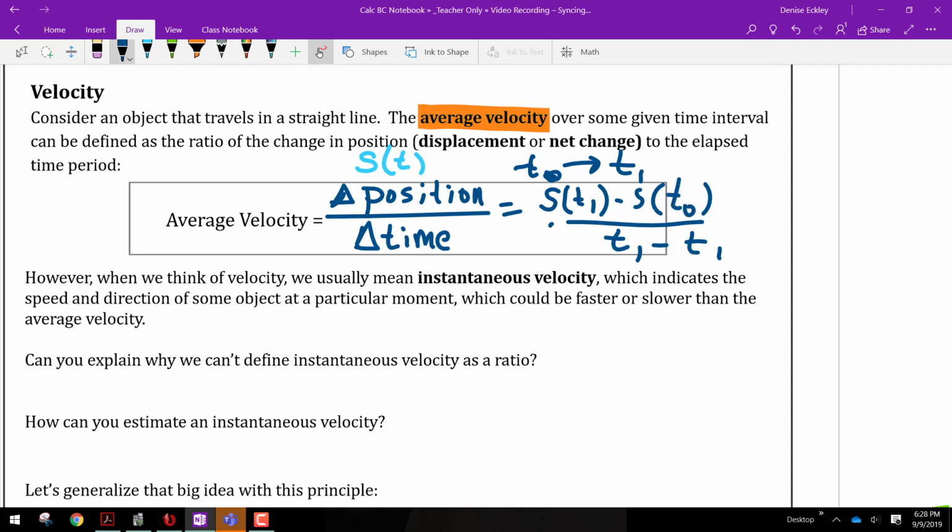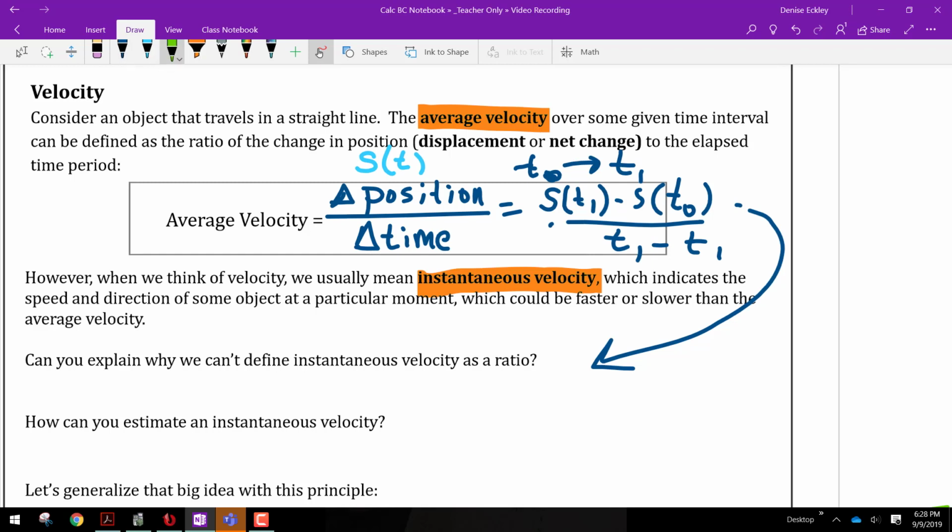Okay, so most of the time, though, if you talk to someone about their velocity, we're talking about the instantaneous velocity, which means the speed and direction of an object at one instant in time, at one particular moment. And it's not always going to be exactly the same as the average velocity. So why can we not use this ratio for instantaneous velocity? Why does this become a problem? I'll give you a second to think about that.